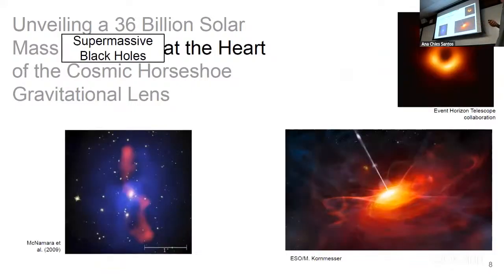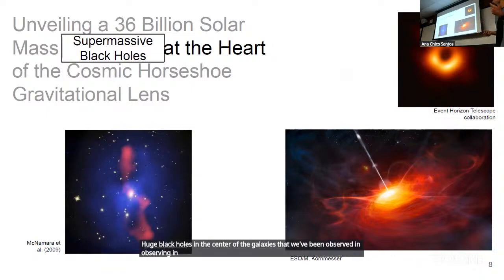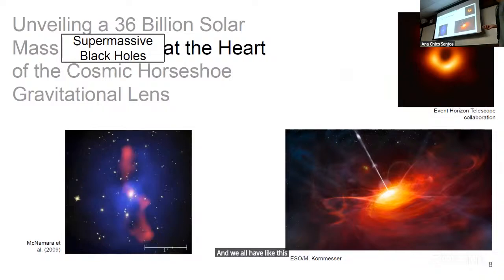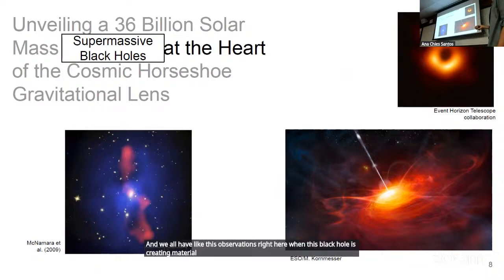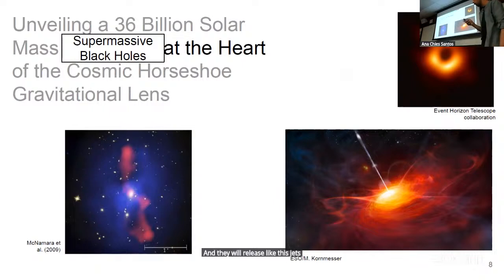Yeah, so talking about black holes, I just want to talk about a class of black holes which we call supermassive black holes, which are these huge black holes in the center of galaxies that we've been observing in nearby galaxies for quite a long time now. And we have these observations right here. When this black hole is accreting material, it becomes a kind of AGN, active galactic nuclei, and it will release these jets, and so on and so forth.